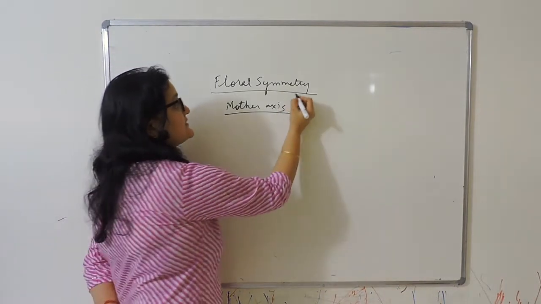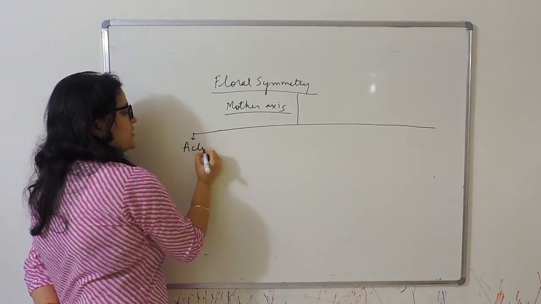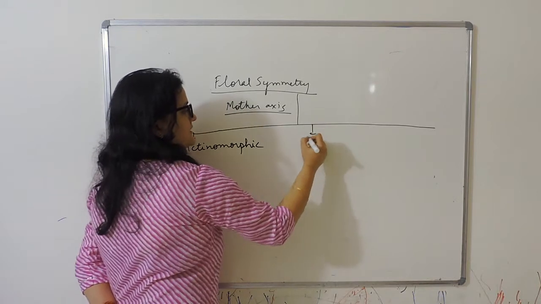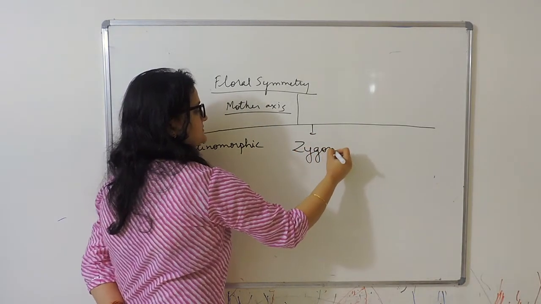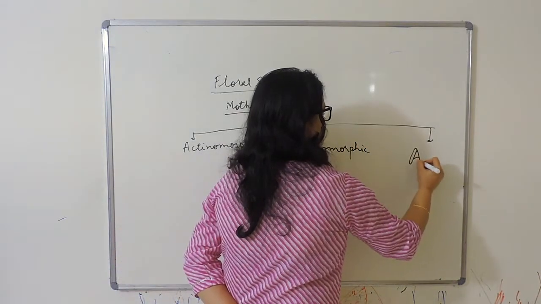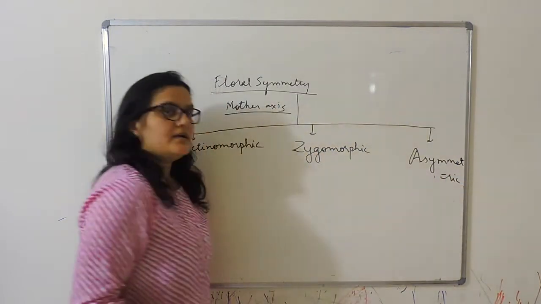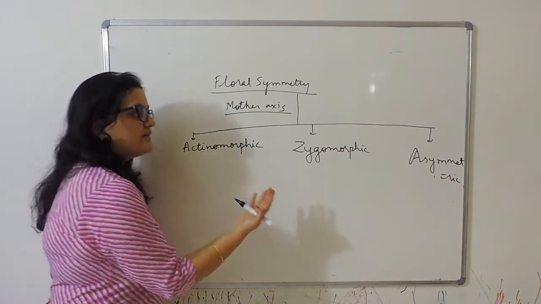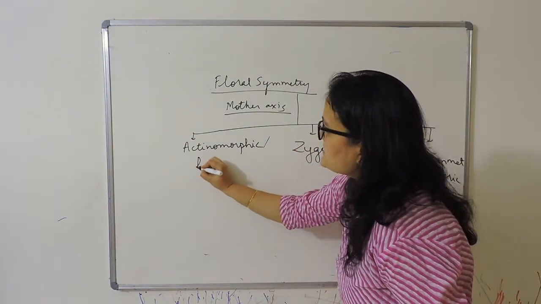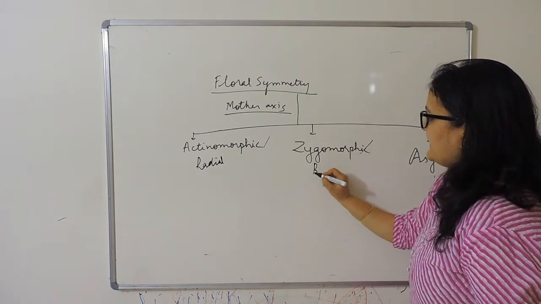On that basis, it is divided into three types: actinomorphic, zygomorphic, or asymmetric. Okay, actinomorphic, zygomorphic, and the asymmetric. So actinomorphic is also known as the radial symmetry. Zygomorphic, bilateral.